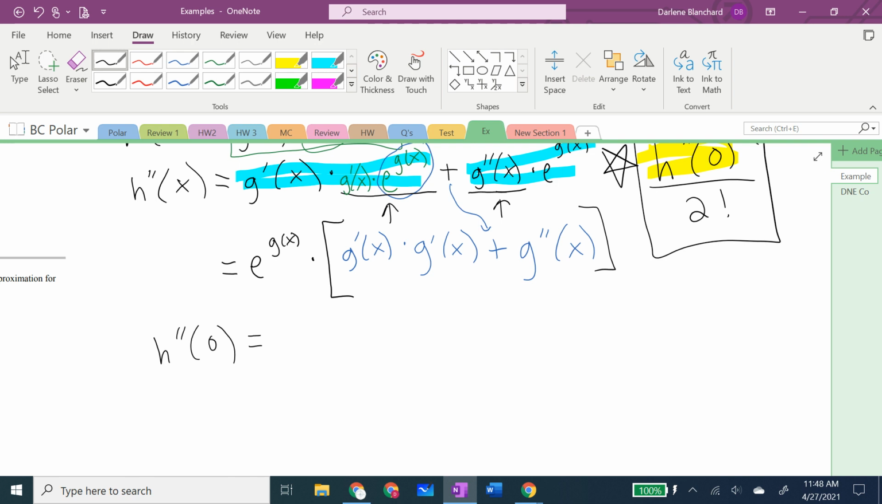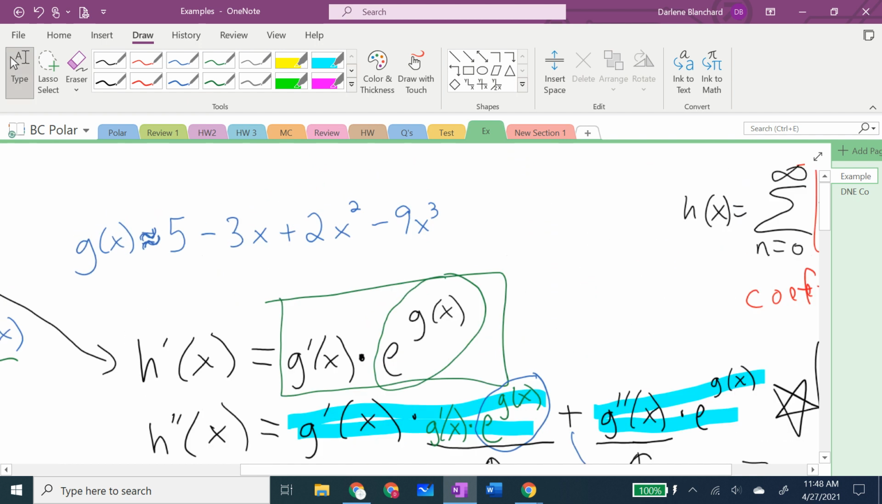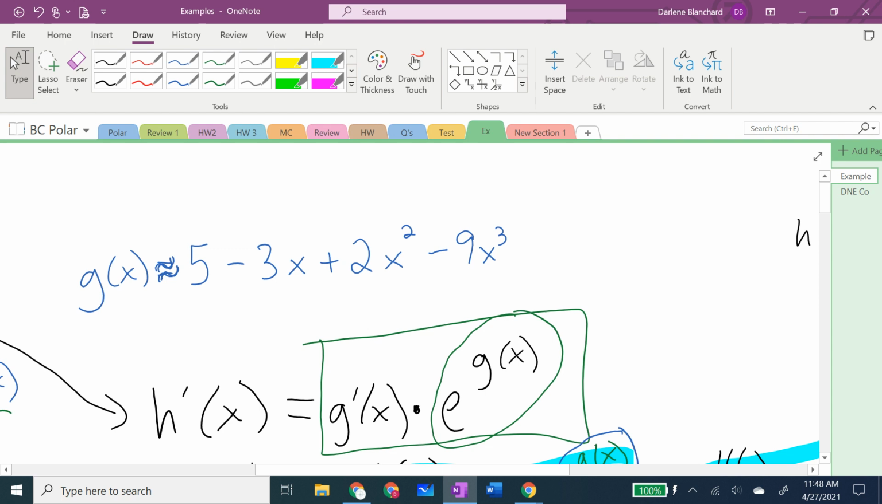Anyway, at this point, you're plugging in 0. And to save time, I'm just going to put zeros in here. So now what you need is you have to figure out what is g of 0, g prime of 0, and g double prime of 0. And that's where we finally come back over to this polynomial. And we again remember what is the formula.